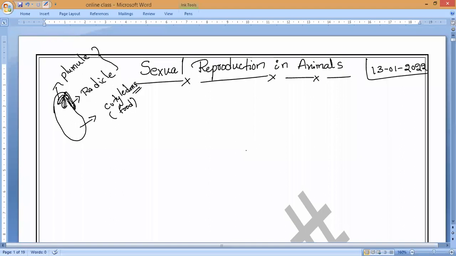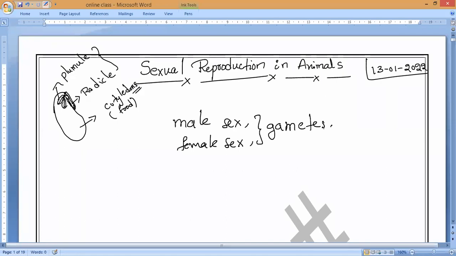Whenever it comes to sexual reproduction, first of all we have to learn two types of sex. What are they called? Male sex, and the other one is female sex. Together, the male and female sex cells we call gametes.